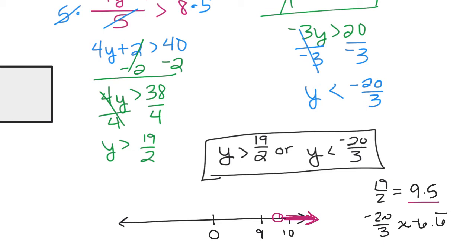So same thing on the other side. I can make negative 6 and I can make negative 7. So negative 6.6 is somewhere here. It's going to be an open circle because of just the less than. And if it's less than, that means I want everything to the left.